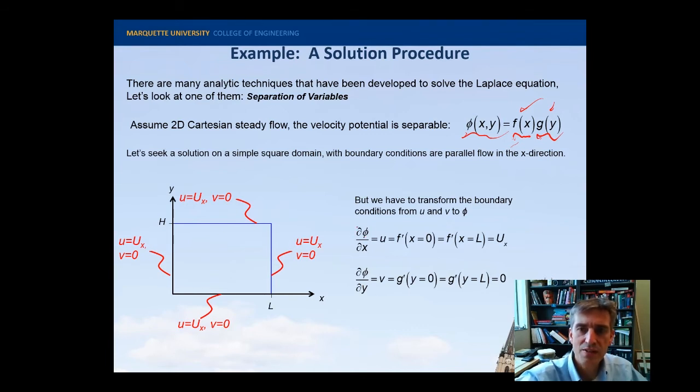And then we recognize that if I take the derivative of this with respect to x, then what would I get? I would just get the derivative of f of x with respect to x, and then I evaluate it at x equals 0 and x equals L, and set it equal to the boundary condition u of x. And likewise, when I take the derivative of phi with respect to y, I'm really asking for g to satisfy those boundary conditions. So it's the derivative of g with respect to y, evaluated at y equals 0 and y equals L, and it should be equal to 0. All right, so I have two boundary conditions in f, two boundary conditions in g, and I'm ready to go.